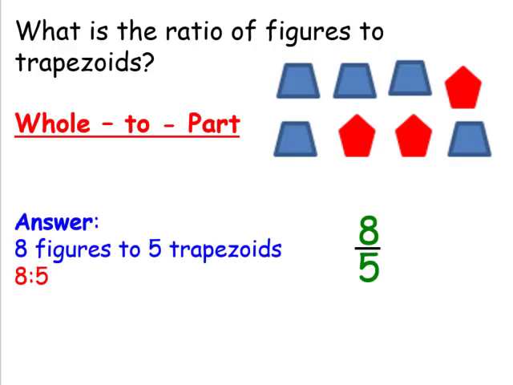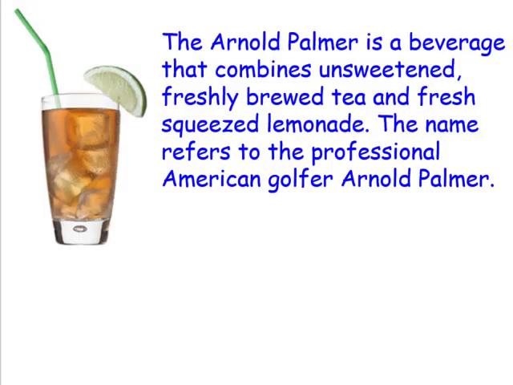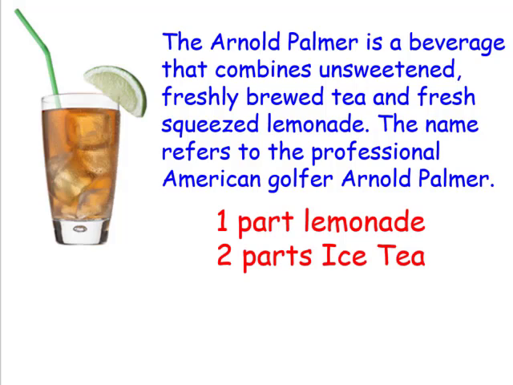I'll end with my favorite ratio, the Arnold Palmer, which is a beverage that combines freshly brewed tea and fresh squeezed lemonade. The name refers to a professional American golfer called Arnold Palmer. I like it 1 part lemonade, 2 parts iced tea, 1 to 2.